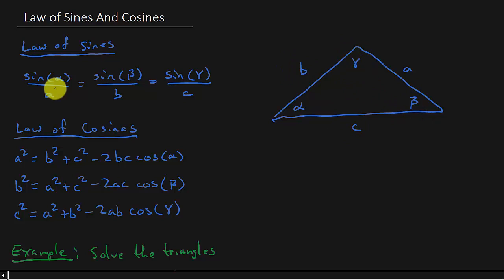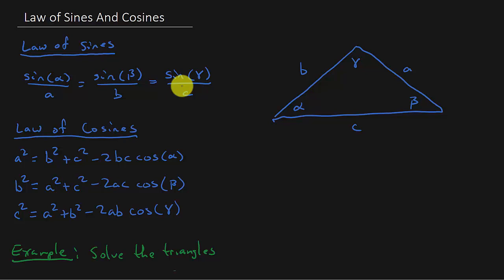All right, so what this means is you can take any two of these and set them equal to each other. You can set this one equal to this one, this equal to this, or this one equal to the last one over here. Just pick the ones you need to set equal to each other, and I'm going to show you how to do that while we're working the examples.